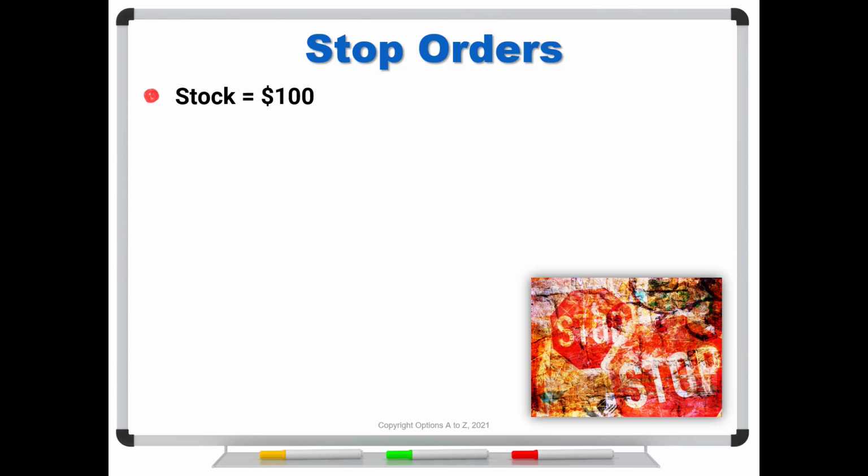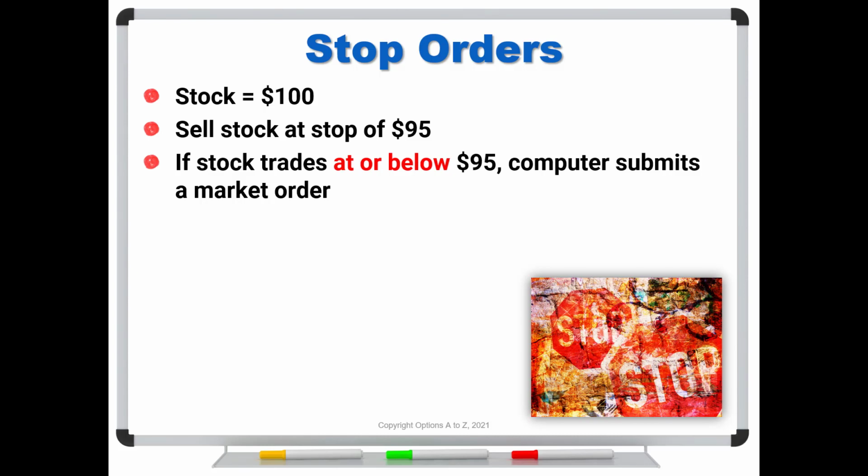Let's say that the stock is trading for 100. And so you've got shares of stock in your account, again, trading for 100. And you say, well, I want to set a stop in case this stock price falls, so the computer will automatically sell them for me. And you place an order to sell your stock at a stop of 95. And what this means is that if the stock trades at or below 95, or whatever number you pick, that's called your stop price, the computer submits a market order, and therefore it's absolutely 100% guaranteed to get sold.